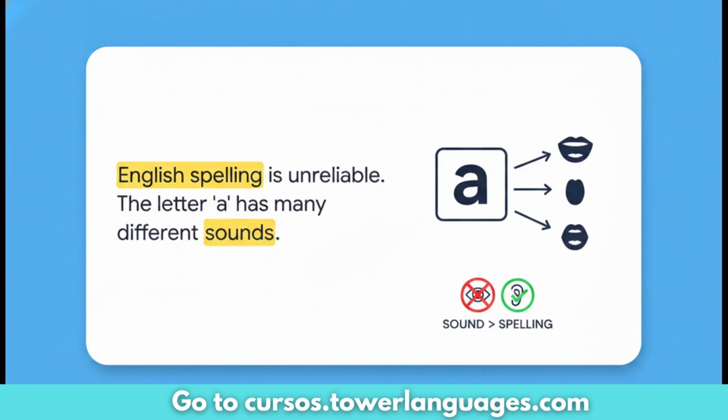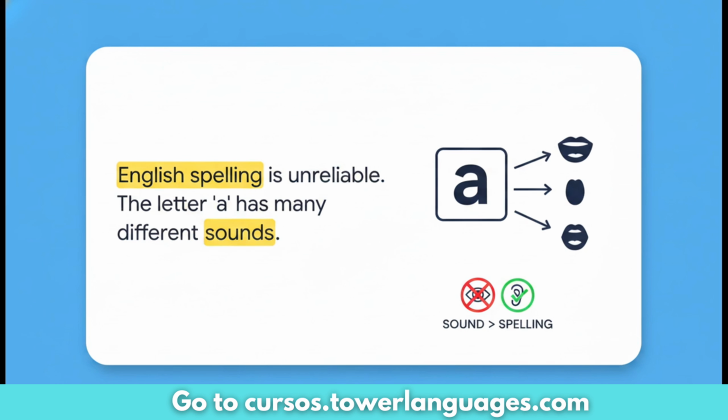The letters we write on a page just do not map perfectly to the sounds actually coming out of our mouths. Take the written letter A. In the word hat, it makes the eh phoneme. But in the word made, it makes the entirely different A sound. And then in the word usually, it shrinks down to the very quick, relaxed sound.